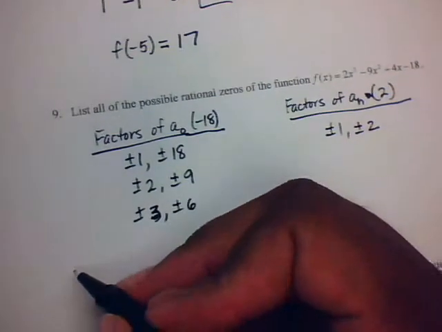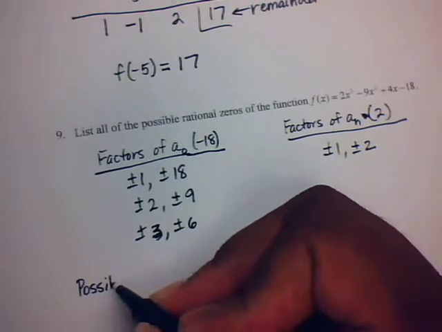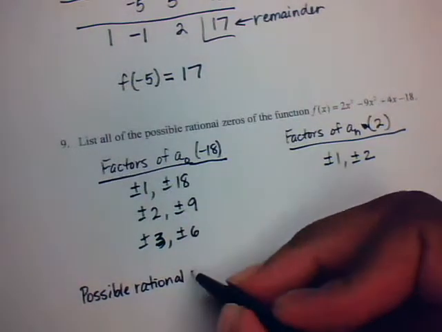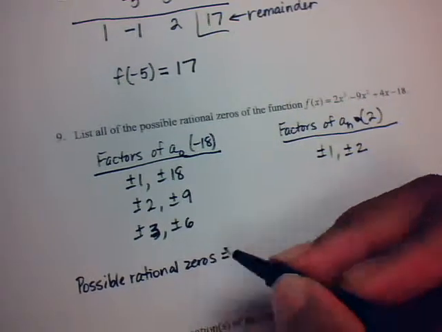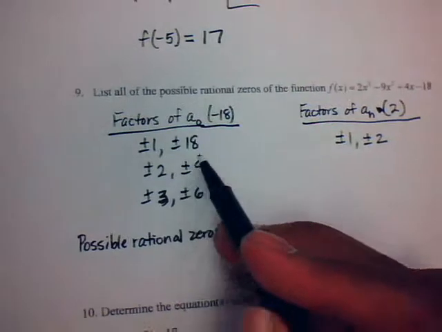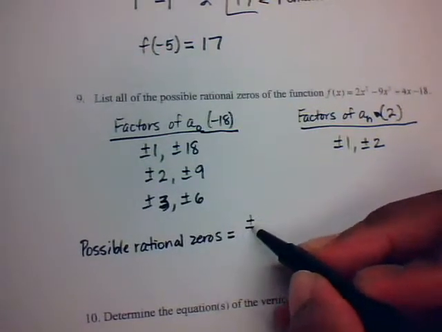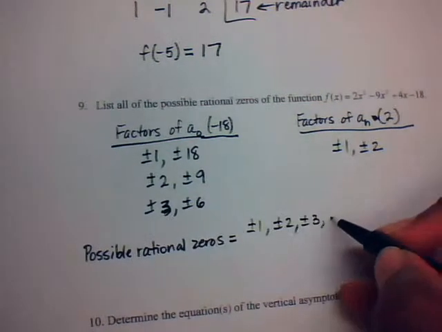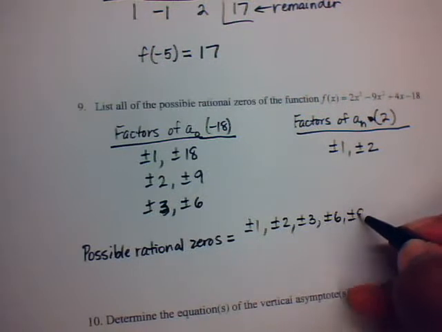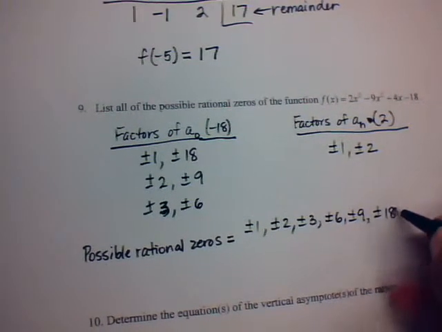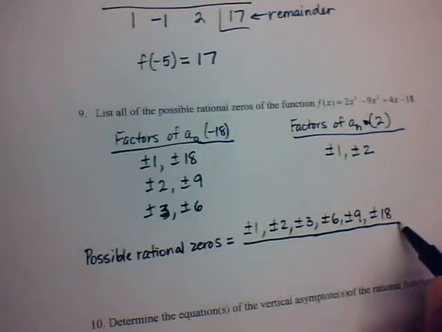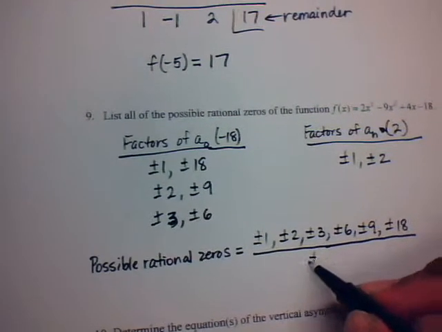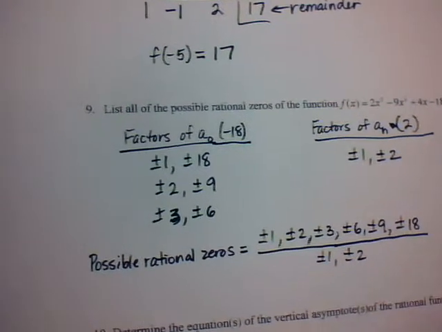Okay, now let's list all our possible rational zeros. The numerator is always the factors of the constant term. So I'll list those in order. That's plus or minus 1, plus or minus 2, plus or minus 3, plus or minus 6, plus or minus 9, plus or minus 18. That's going to be divided by the factors of my leading coefficient, which is a sub n. That's plus or minus 1 and plus or minus 2.